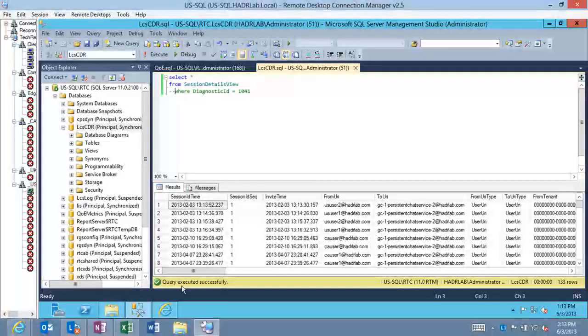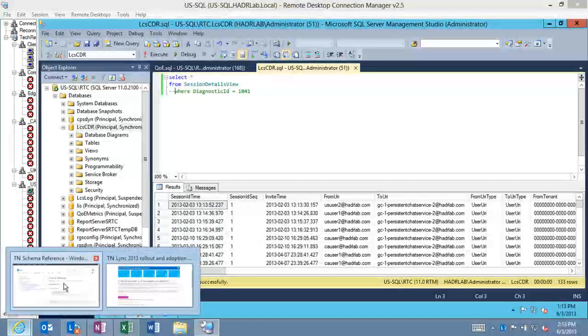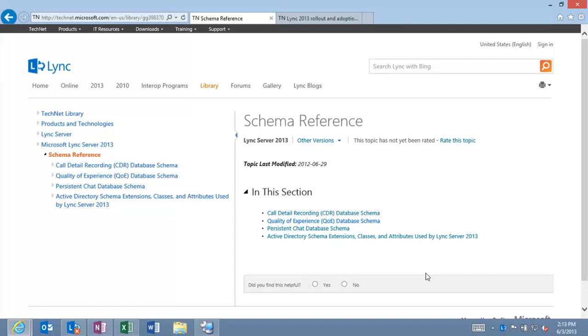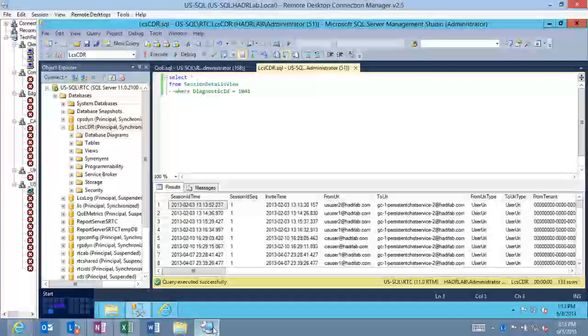All of those reports that we have are based upon views within the database. You can find out more about those views because we have them documented in the schema reference. Out on TechNet, if you look up LCS CDR or QoE metrics schema, you will find all this information about all the data that we collect, what the data means, and what those thresholds are.